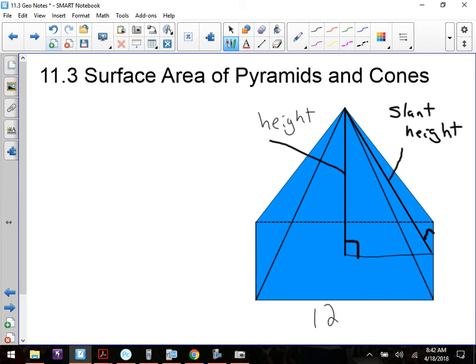The slant height is the height of the triangle of the side. It's going down the side of it. If you wanted to ride on a sled, you'd probably want to sled down the side, not down the middle, because you would just die.